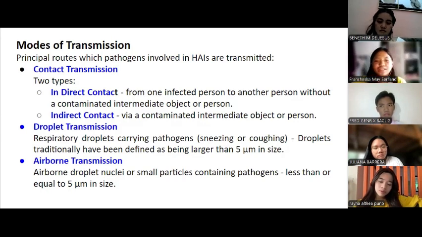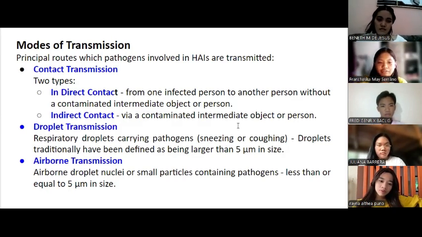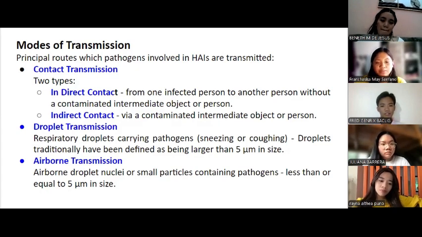Next is droplet transmission. For droplet transmission, these are usually when sneezing or coughing. Respiratory droplets na nagkikarry ng pathogens, and droplets are defined as larger than 5 micrometers in size. And then lastly is airborne transmission, which is airborne droplet nuclei or small particles containing pathogens. So, nasaan siya? Nasa air. And then, palutang-lutang. So, if ma-inhale mo siya, then that's the problem. Kasi it's airborne.